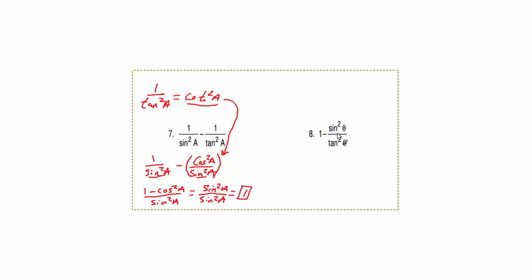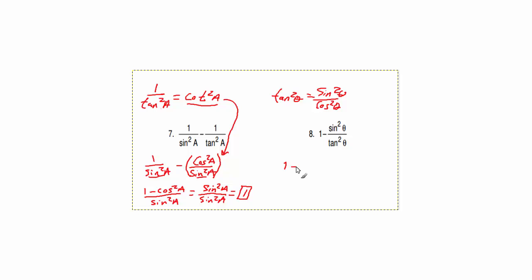We have 1 minus sine squared theta over tangent squared theta. Now I want you to keep in mind that tangent squared theta, right here, I'm going to write it up here, tangent squared theta is the same thing as sine squared theta over cosine squared theta. So what's going to end up happening is I'm going to transform this tangent squared here on the bottom to this.